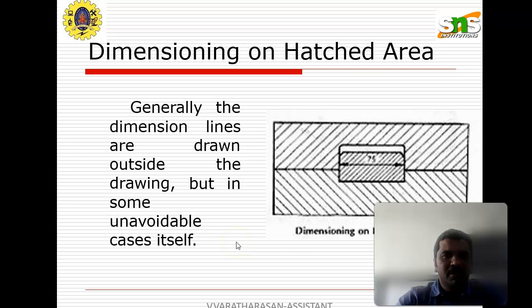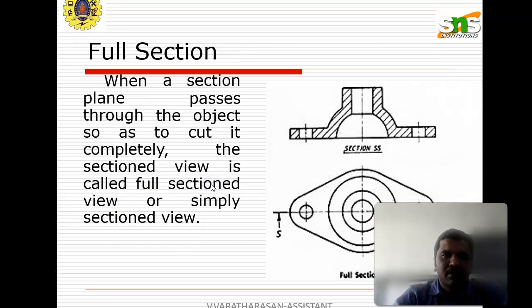For the dimension on the hatched area, generally the dimension lines are drawn outside the drawing, but in some unavoidable cases, we can draw like this only, okay? So the full section will be shown like this only. When the section plane passes through the object so as to cut it completely, the section view is called the full section view, or simply section view. So sectional surfaces, and also it will be simply section view.